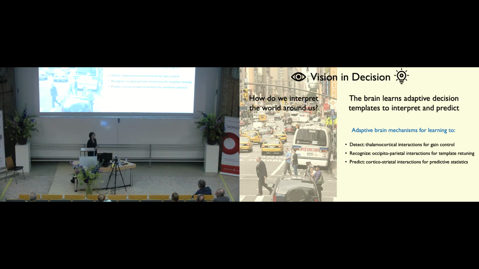And through modeling of both behavior and brain imaging signals, we can now start understanding the circuits across the brain that support our ability for adaptive behavior, starting from thalamocortical interactions for gain control mechanisms that allow us to detect key information critical for our decisions in the environment, and moving on to occipital-parietal circuits of decision-making that support our ability to refine the representations and recognize objects, and finally to cortical striatal loops that support our ability to predict the future.